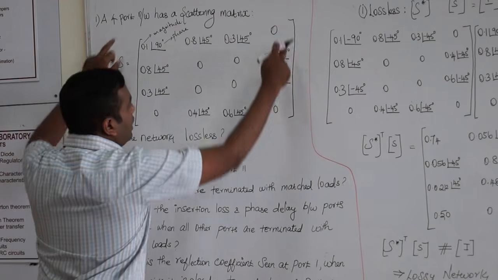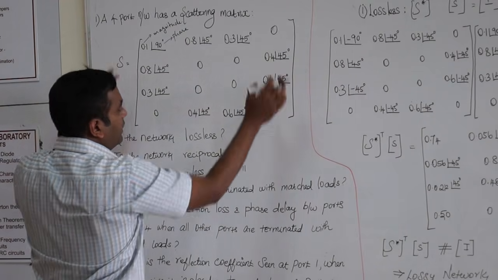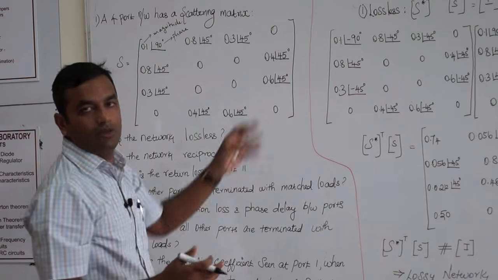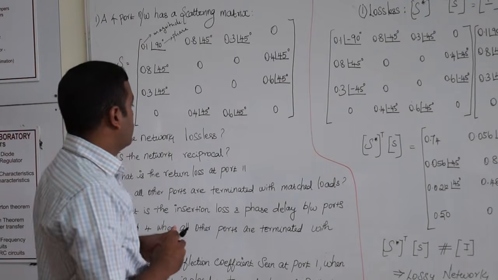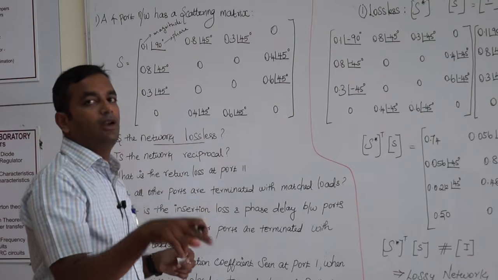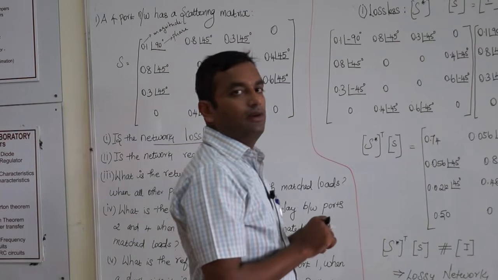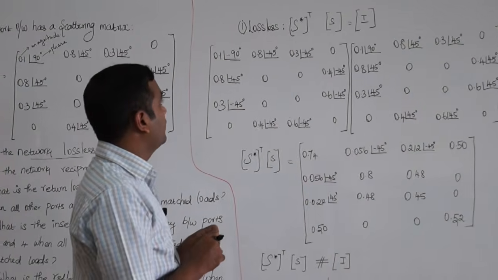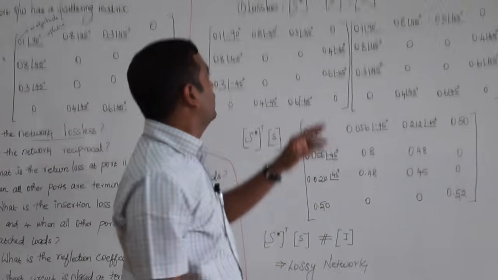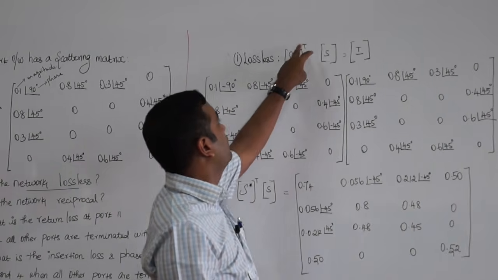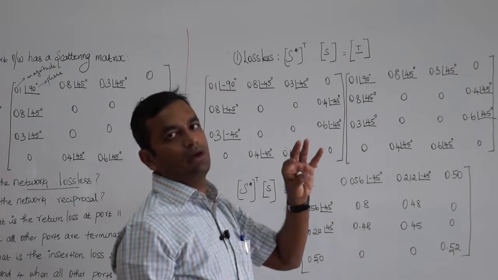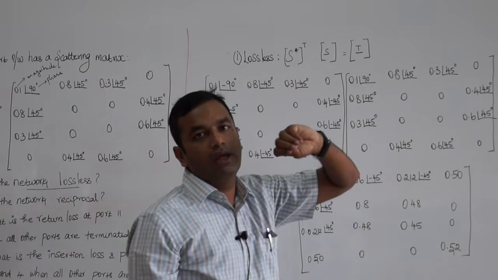Why do we have a 4x4 matrix? That means this network is a 4-port network. It could be a 4-port circulator. The first thing we are going to do is find out whether the network is lossless or lossy. If you recollect from your previous sessions, the condition for a network to be lossless is that it should satisfy S star transpose into S equal to the identity matrix.